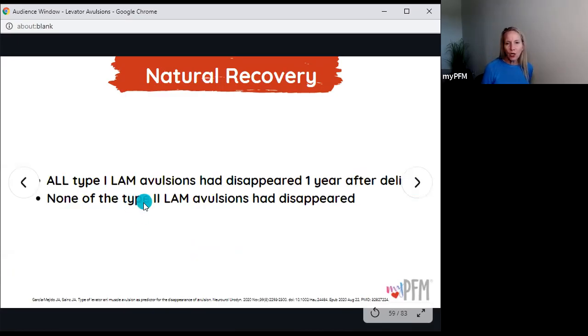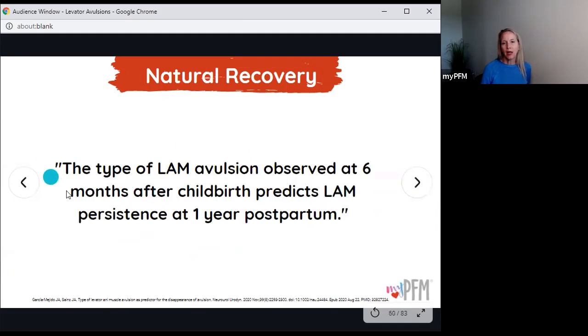So basically all type 1 levator ani muscle avulsions had disappeared 1 year after delivery. None of the type 2 levator avulsions had disappeared. So this author's conclusion: the type of levator ani muscle avulsion observed at 6 months after childbirth predicts levator ani muscle avulsion persistence at 1 year.